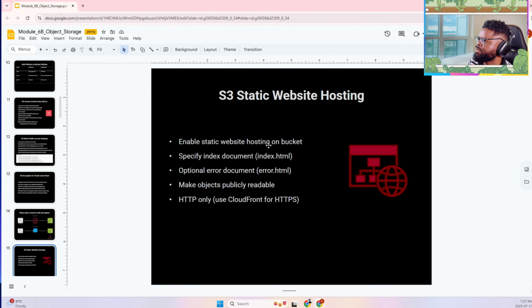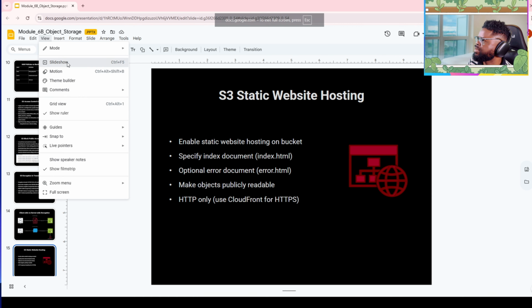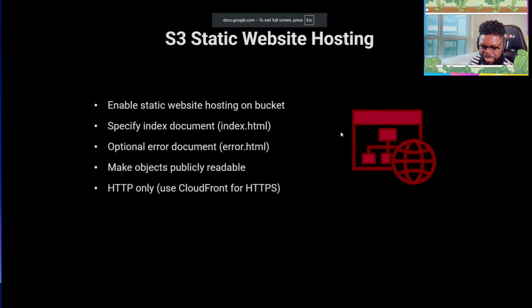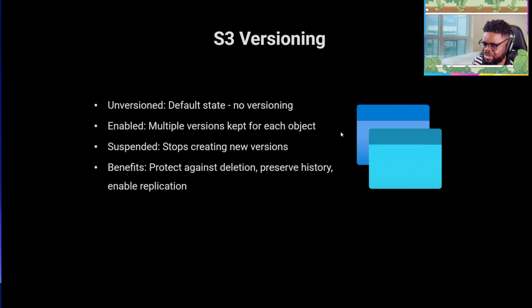So I'm just going to show you one more thing. Now that we've already talked about static website hosting, that also brings us a very good concept in S3, which is versioning. And versioning is just like, versioning, that's the name, meaning you can keep different versions of the same file. That's what versioning means, right? So the default state, there is no versioning, right? But once you enable it, you can keep multiple versions for the same object.